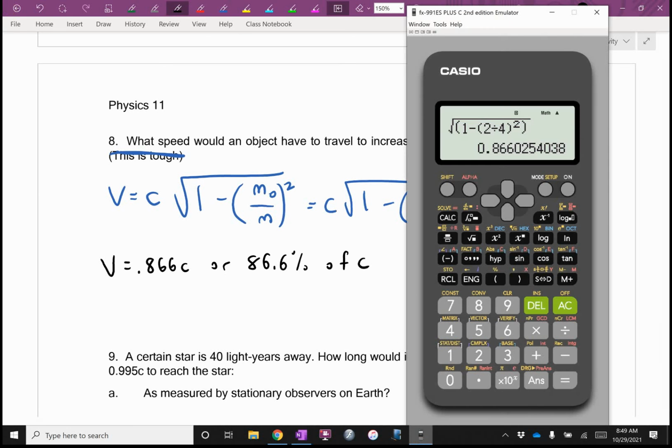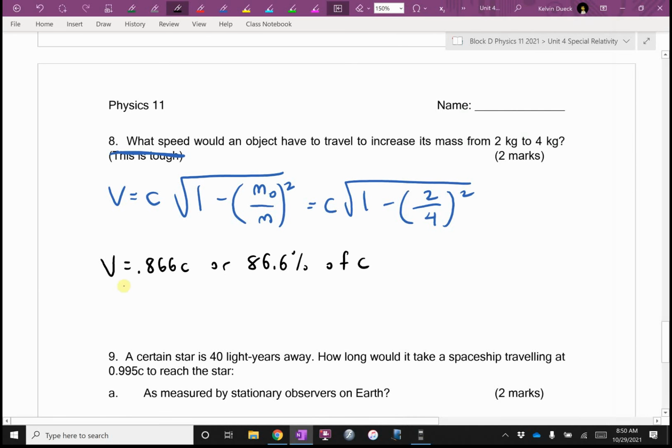What about as a number? Then I would take this and multiply it by 3 times 10 to the 8th. If I do that, I get 2.598 times 10 to the 8th. You could say 2.6, I'm not going to freak out, but usually for these ones I tend to go to 4 sig figs or so because we're being pretty accurate here. So I would take either of those.